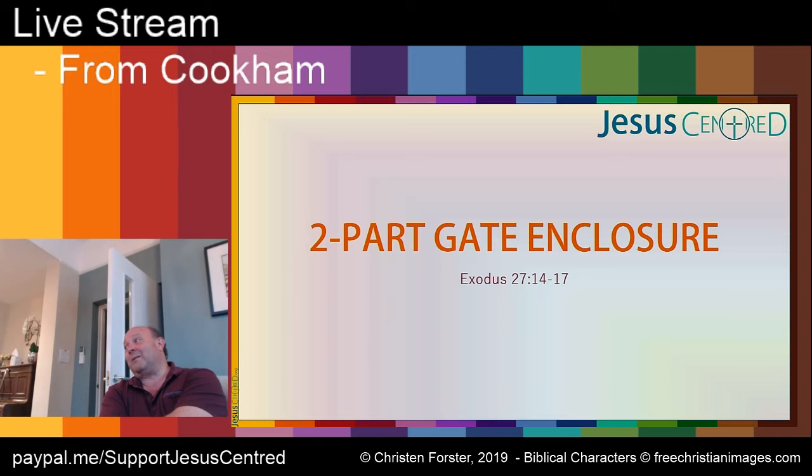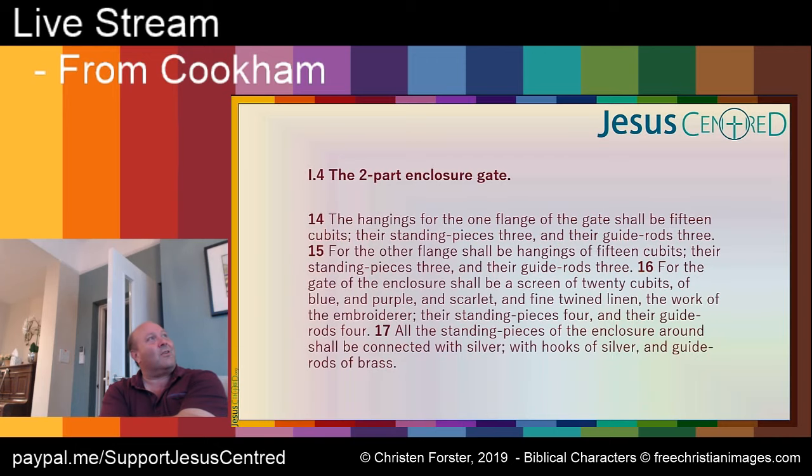There are some extra little bits. There's a kind of park gate enclosure. The hangings on the one flange of the gate should be 15, because obviously we haven't described how you get in. We've said you've got fasteners which allow you to get some, but actually there's some structures and some other bits. So they're there for completeness. I think we won't necessarily try and do them right now. And their guide rods 3, and the other flange will be hangings of 15 cubits and so on. But these are basically your ways of getting in.